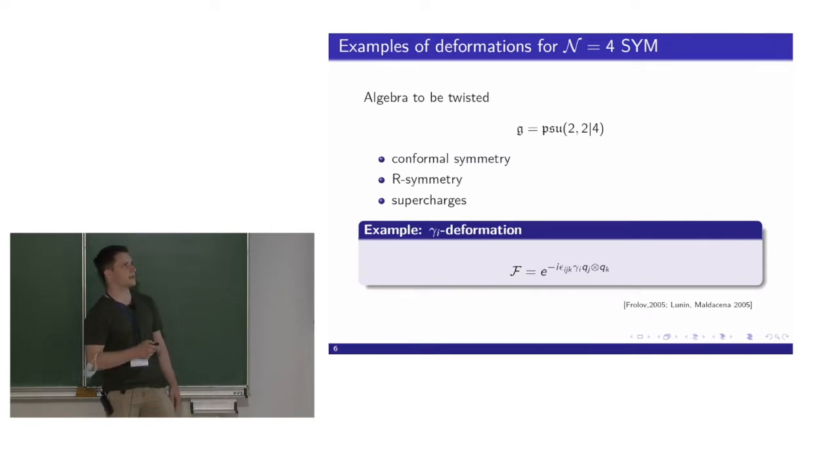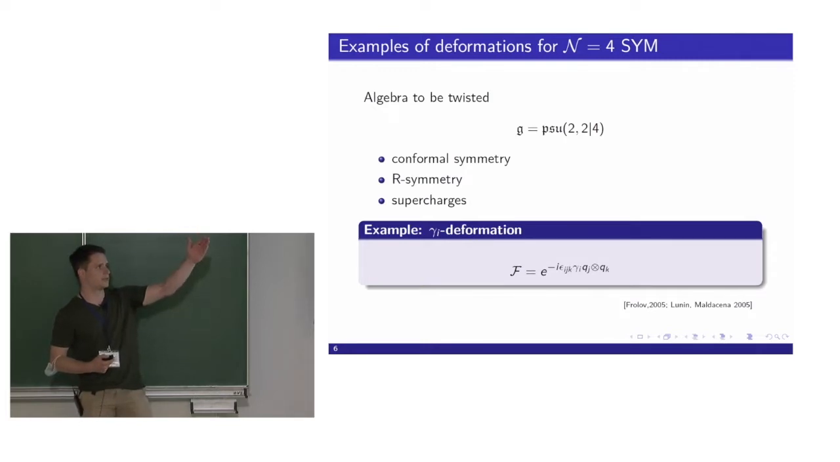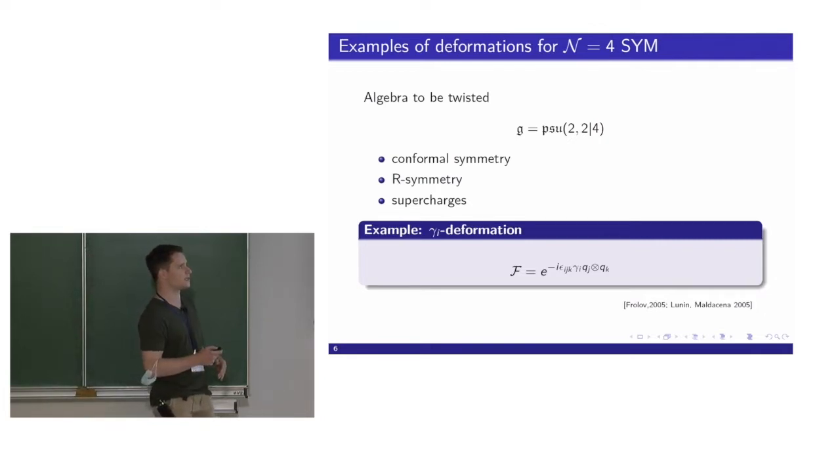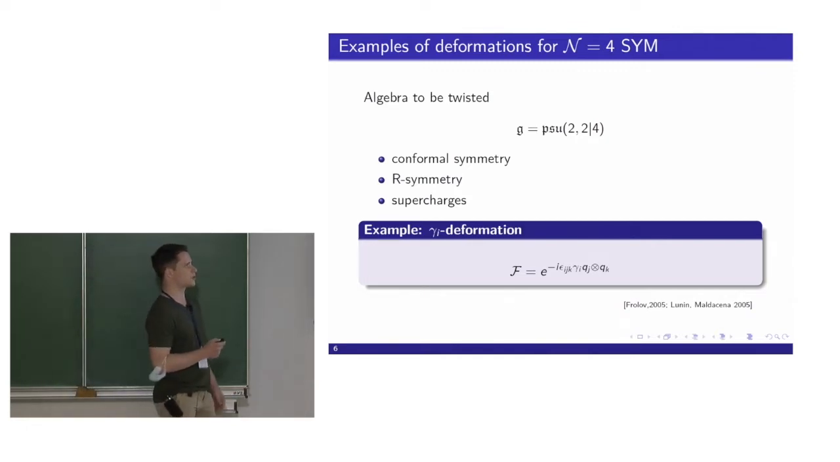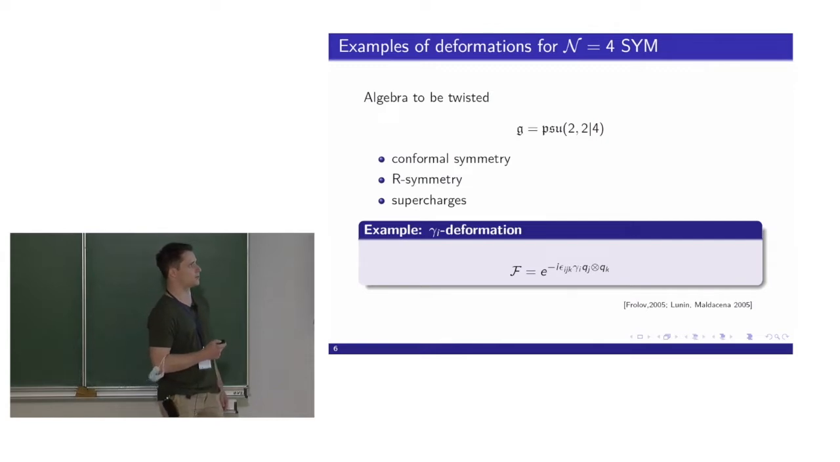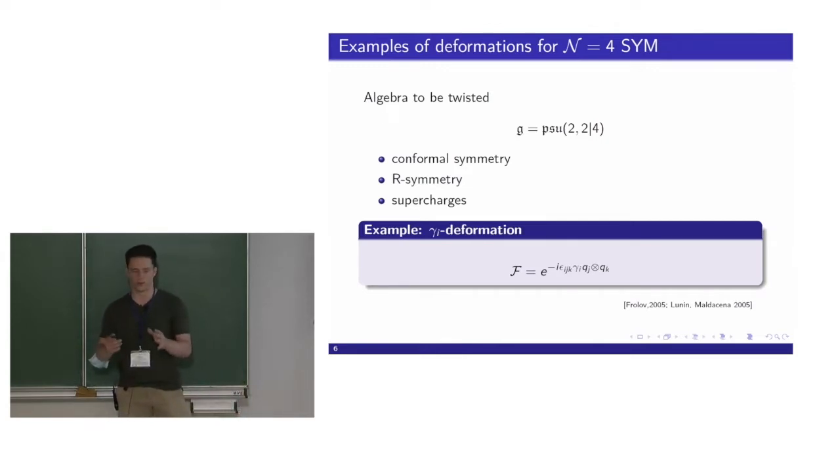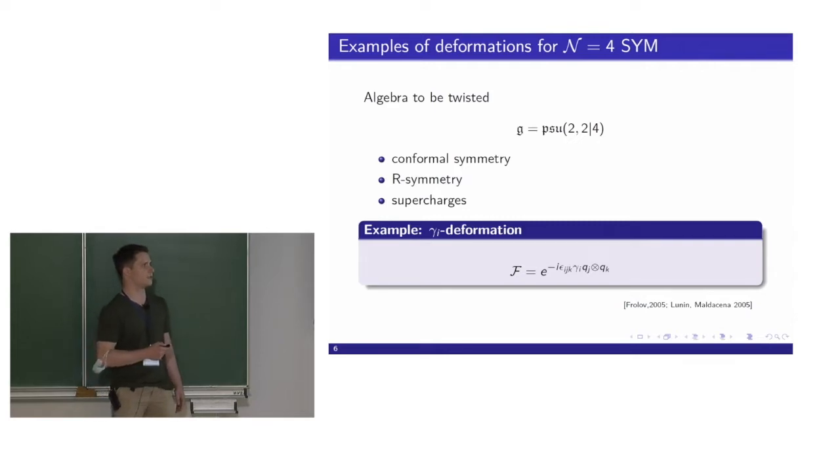The next step is to look at the Lie algebra that we would like to deform. For N equals 4 super Yang-Mills, the underlying symmetry algebra is PSU(2,2|4), and this is the algebra we would like to deform. It has different subsections: conformal symmetries, which are spacetime symmetries, internal R symmetries, which are really just internal symmetries, and supercharges. In principle, we could consider twists that live in different regions of these three parts.